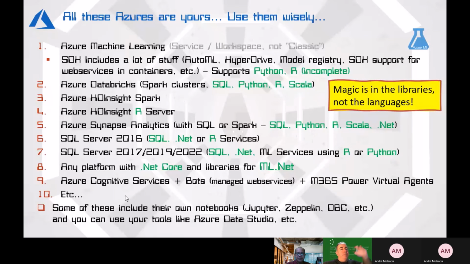And then besides the usual ML stuff, you also have cognitive services to do face recognition, but these are already done for you. You don't do any training. You just consume the services. You can have bots, you can have Power Virtual Agents, etc. These are all very easy.